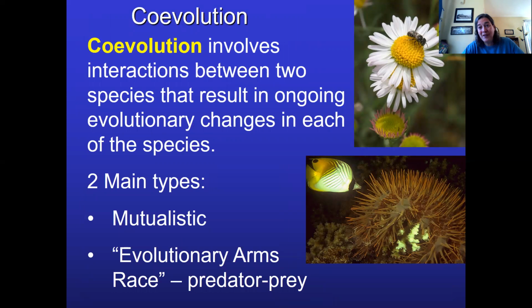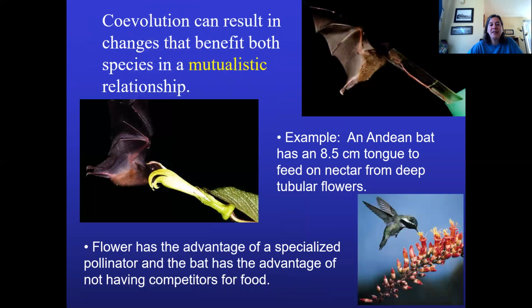So coming back to Earth, co-evolution is when interactions between two species result in ongoing changes. There are two types: mutualistic, meaning they're both helping each other out, and the evolutionary arms race, which is like the predator-prey relationship. Let's walk through both of those. The mutualistic one is where one species helps the other. The Andean bat evolved a really long tongue to get down the super long tube of this flower. The bat gets to eat and the flower gets a specialized pollinator. The bat must be better at it than other types of insects and birds.